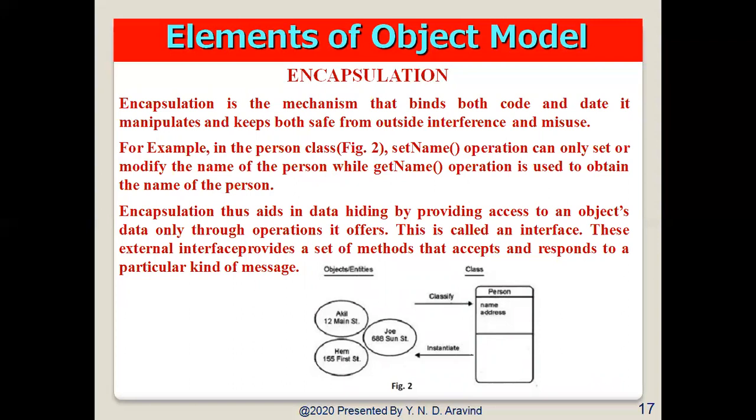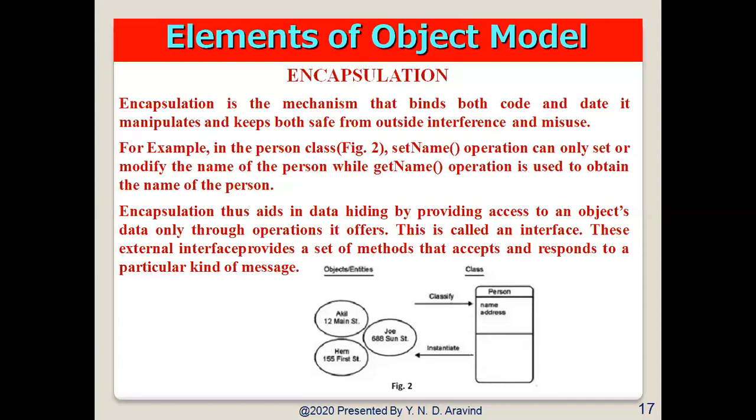So encapsulation is most often achieved through information hiding, which is the process of hiding all the secrets of an object that do not contribute to its essential characteristics. Typically, the structure of an object is hidden as well as the implementation of its methods.